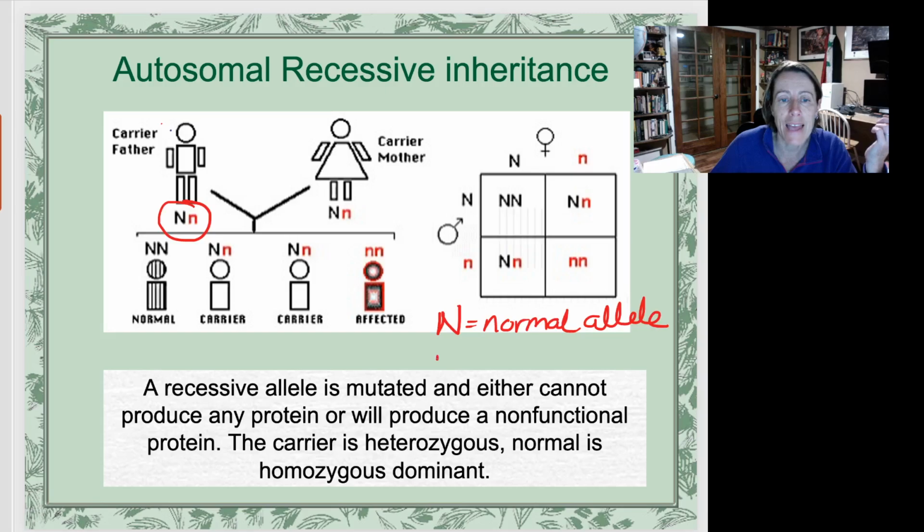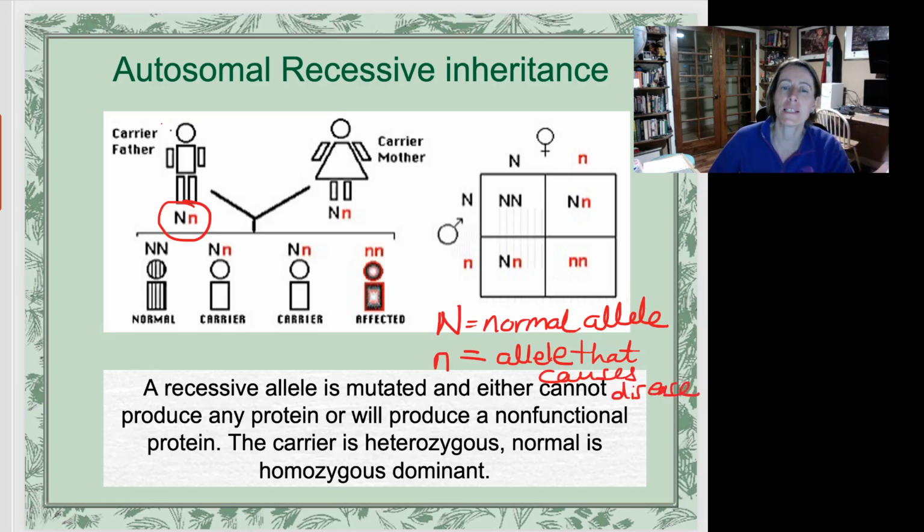And then the little n is the mutated allele, which is the allele that causes the problem. I'm running out of space here. So basically it means it makes a bad protein, a protein that isn't working right for some reason. Maybe it's not folded up right, maybe it's not making enough of it, maybe there's a nonsense mutation. For some reason, this version of the gene is not making the correct protein.